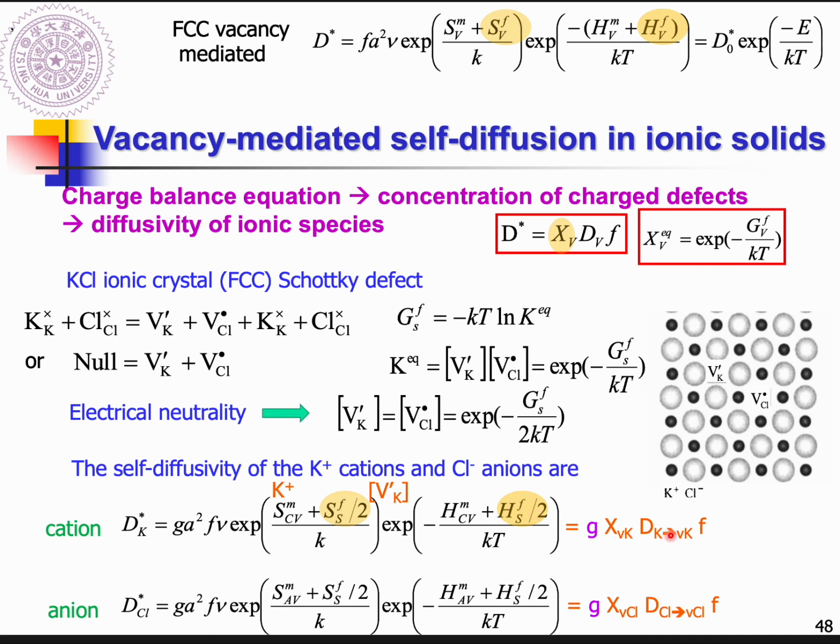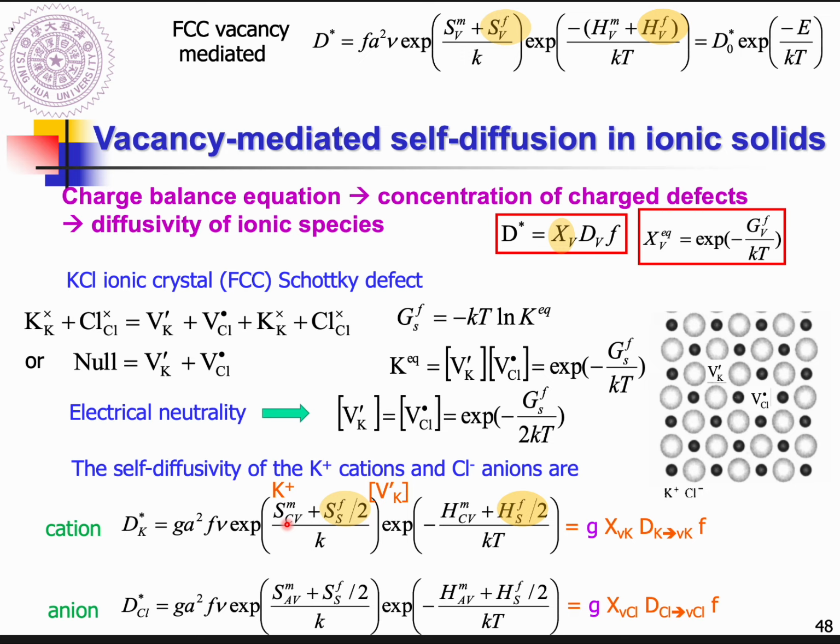And the diffusivity part will be the what? Will be, because this is FCC, right? It's FCC. So FCC, based on the previous slide, diffusivity for FCC is f a² ν, and migration energy. So migration energy separates into entropy and enthalpy terms.